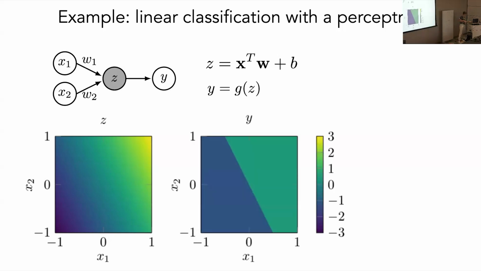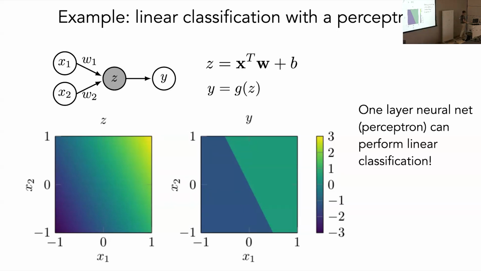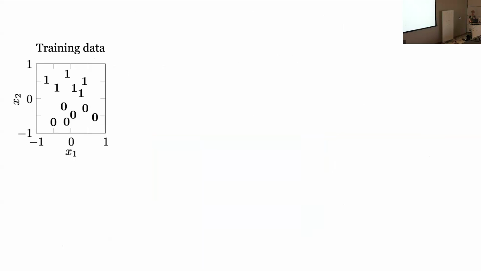Now, if you add that nonlinearity to it, essentially what you're doing is cutting through that ramp at some point, and you're setting everything above that to 1 and everything below that to 0. So now you can imagine this becomes a classifier. This will tell you for some combination of x1 and x2, the value is positive, and for some combination of x1 and x2, the value is negative. And so a single layer neural net can perform linear classification.